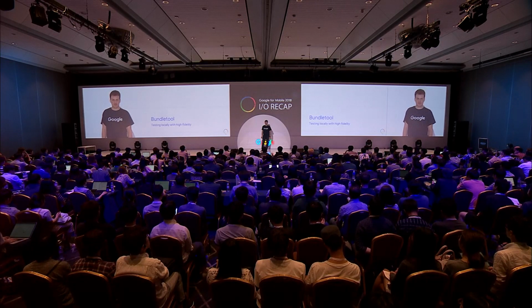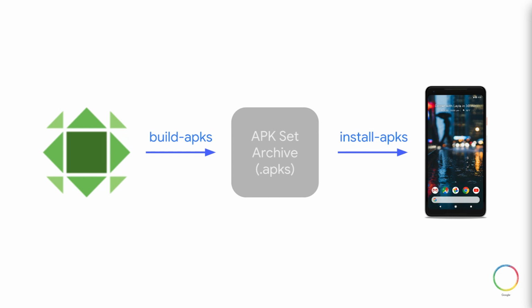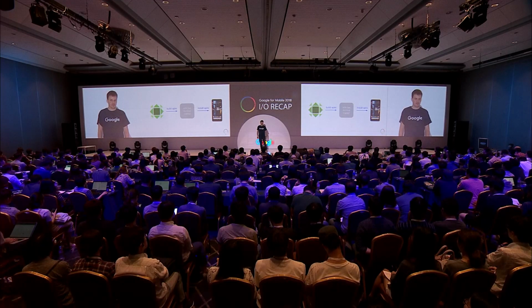Well, to generate APKs from a bundle, Google Play uses a new tool called bundletool. So for Bob to reproduce the builds locally, he simply downloads bundletool and writes a few simple commands. Bundletool has a command called build-apks, which takes an Android app bundle and creates what we call an APK set archive. The APK set archive contains a collection of APKs ready to be installed on devices. Another command called install-apks takes that APK set archive, extracts all the APKs, and installs them on that device.